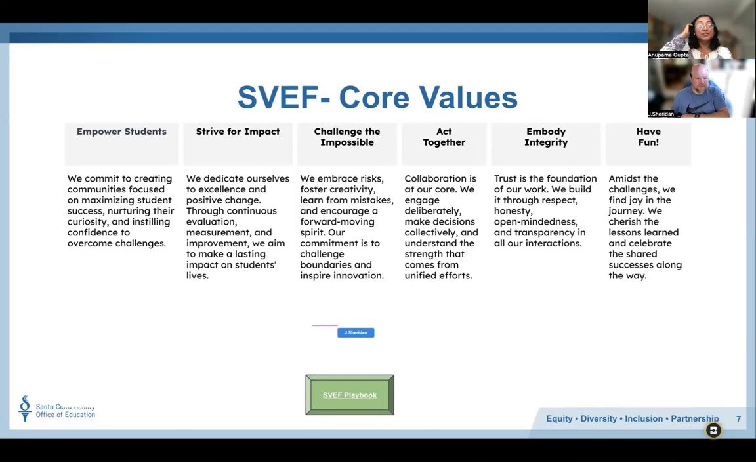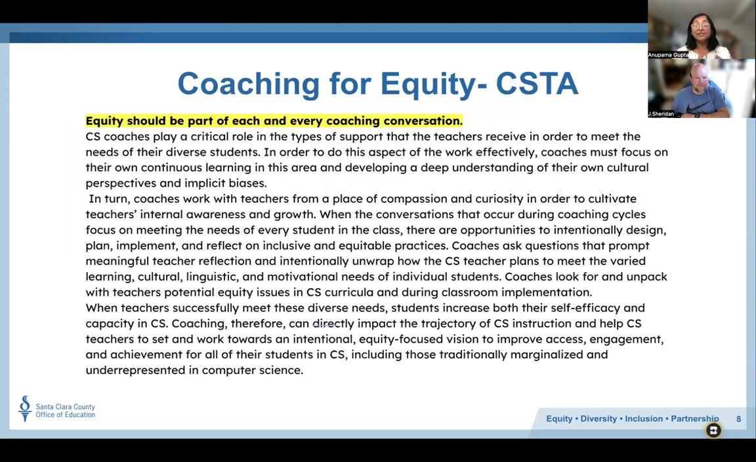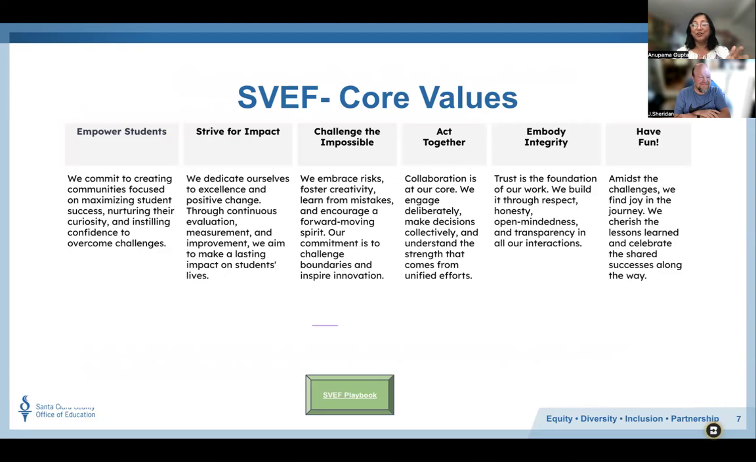So these are the 6 core values which SVF wants to integrate in all the lessons, in all the work that they are doing. And the next slide has, again, the coaching work for equity in computer science. The second standard for computer science is coaching for equity. And this is the paragraph taken from there. So what I had thought is that we will go into breakout rooms and do, again, an alignment, just like I did in that.